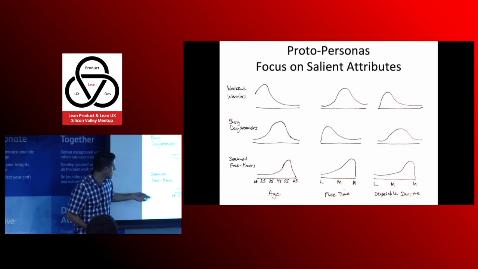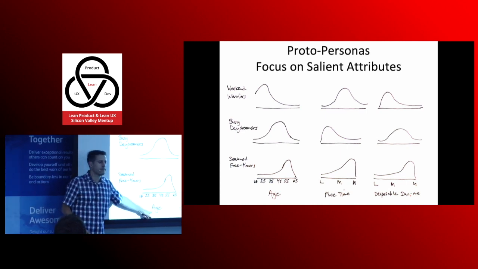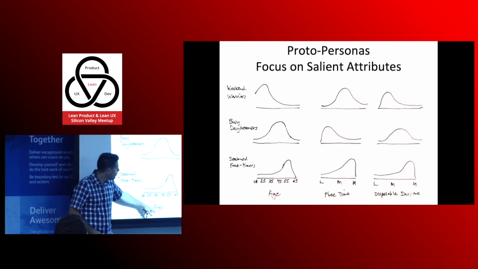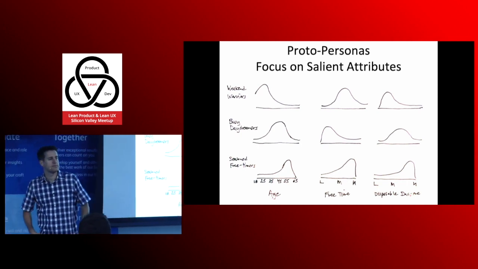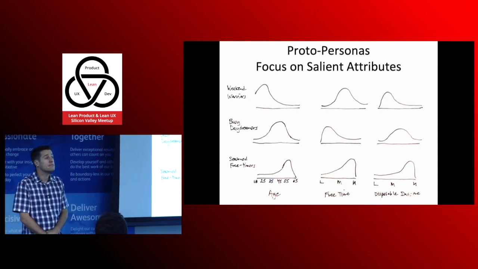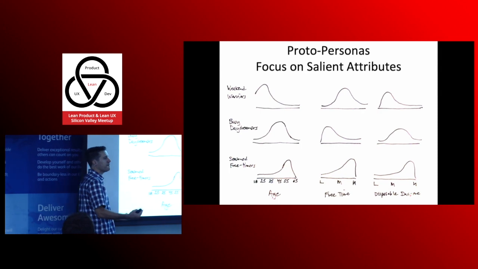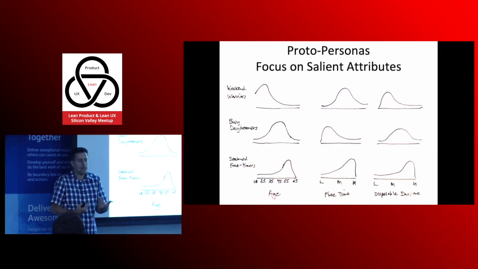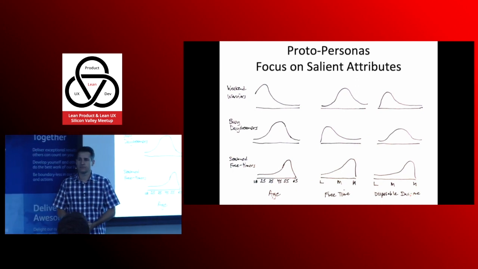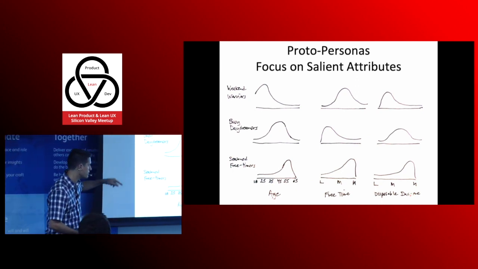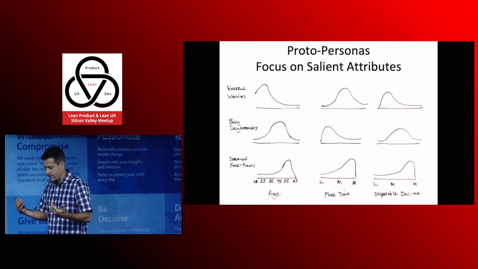So who can help me out here? What kind of segmentation attribute is age? Demographic, that's right. What kind of segmentation attribute is free time? It seems like it's behavioral. Yeah, that's right. It may also be psychographic. How do they feel? Do they feel like they have free time or not? But I would think behavioral would be the first answer. And then finally, disposable income? Demographic, right. So we got two demographics and a behavioral, which is what we started out with.